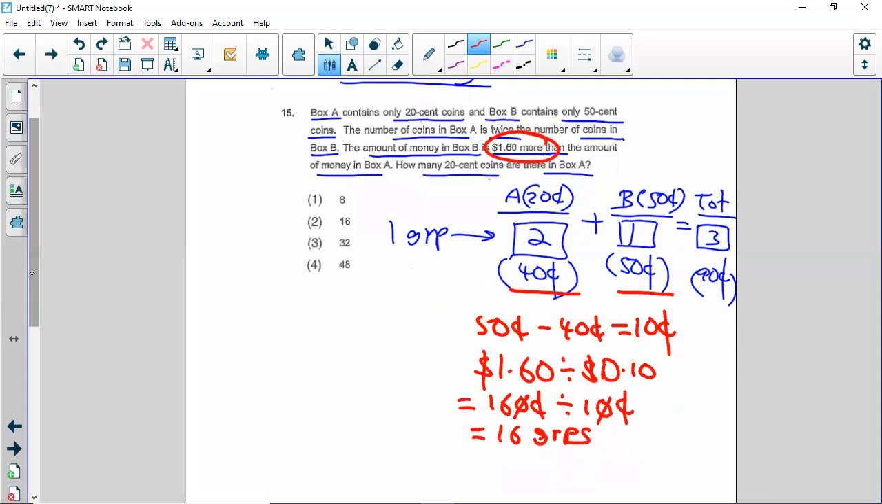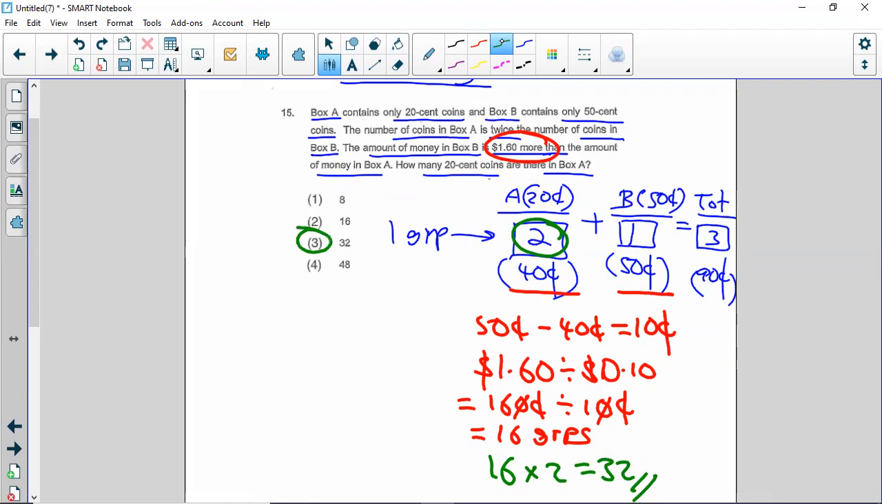So if there are 16 groups, how many 20-cent coins are there? Then what do? Go to one group again. All right, go to one group and look for what? Look for how many 20-cent coins. In one group, there are two 20-cent coins. So if I got 16 groups, 16 times 2, 32 20-cent coins.